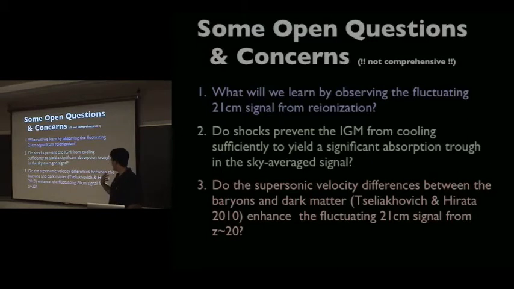And so if you're able to couple your 21 centimeter fluctuations to these supersonic velocity differences, and I'll explain this in a bit, then you can really drastically enhance and change the character of your 21 centimeter signal.